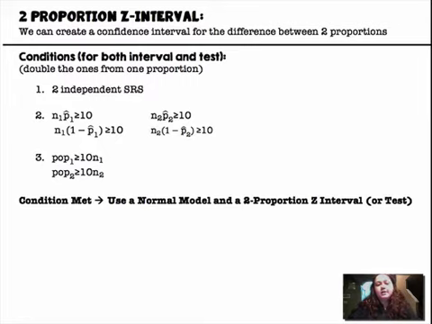A two-proportion z-interval. We can create a confidence interval for the difference between the two proportions. So we're always working with the difference.